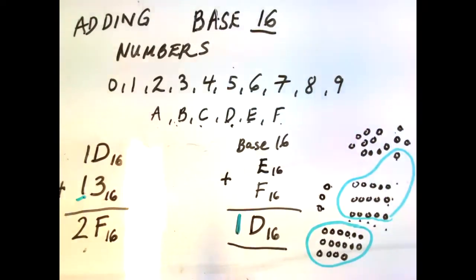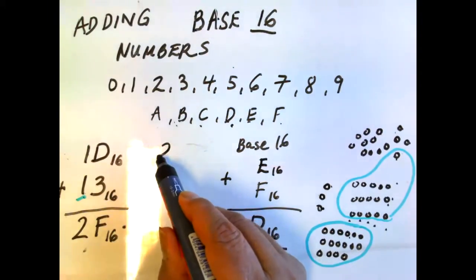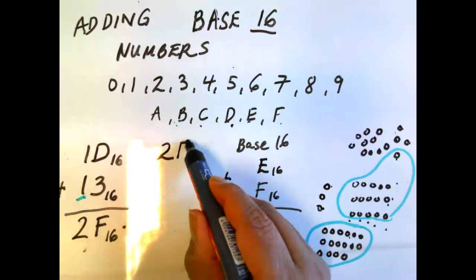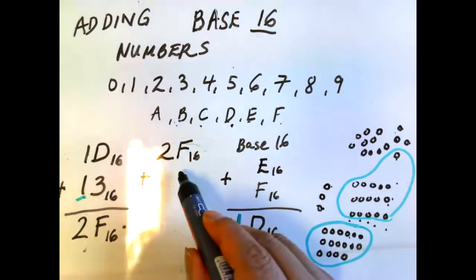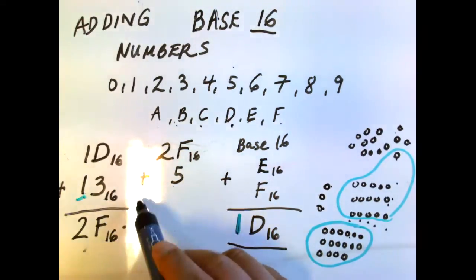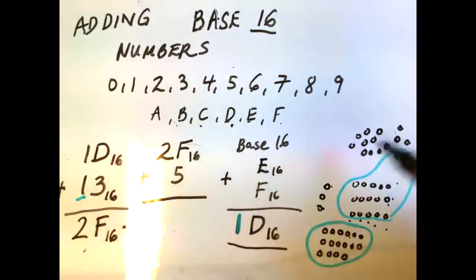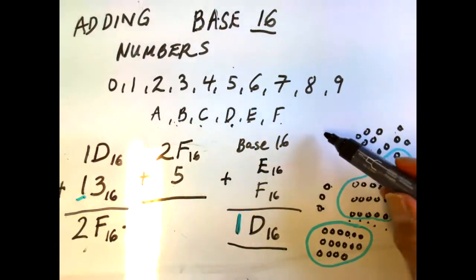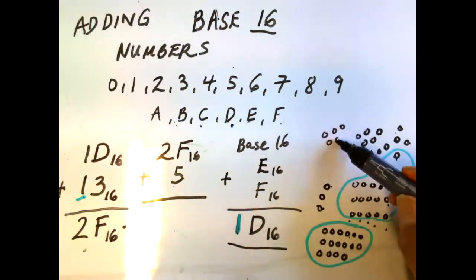Now let's have one more example. So let's take this number here, and let's say 2F in base 16, let's just say add 5. So all we're doing is this is 2F. The whole thing is 2F. We just add 5. So let's add that 5 here, which is 1, 2, 3, 4, 5.